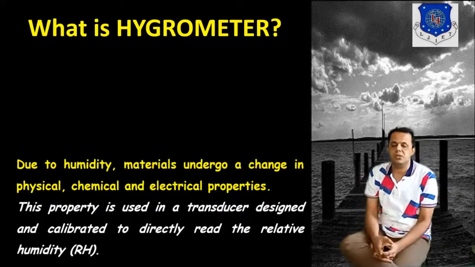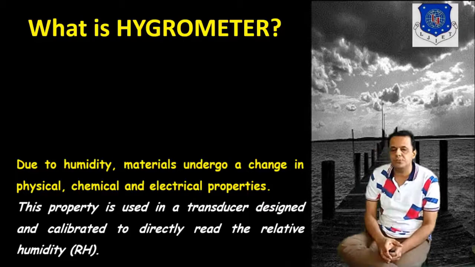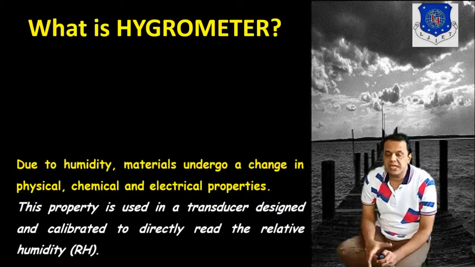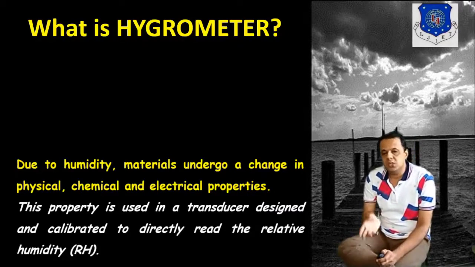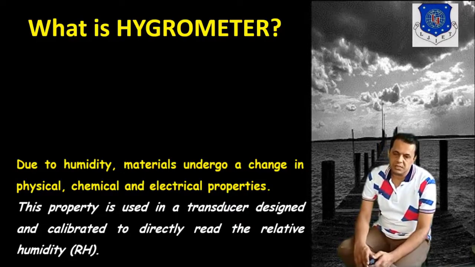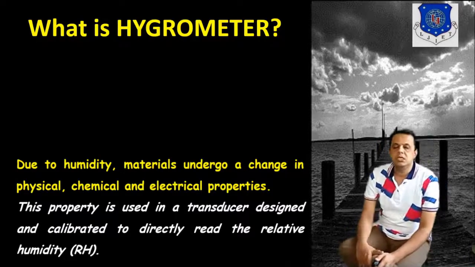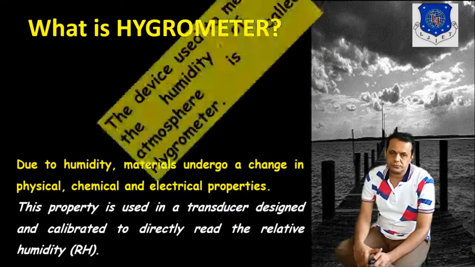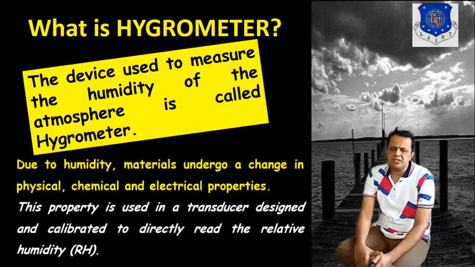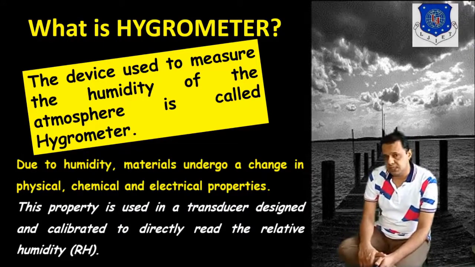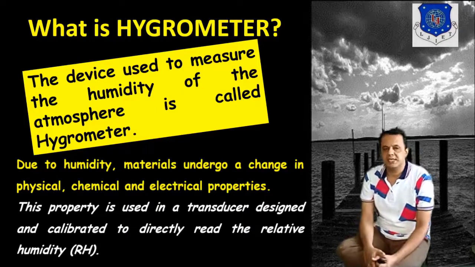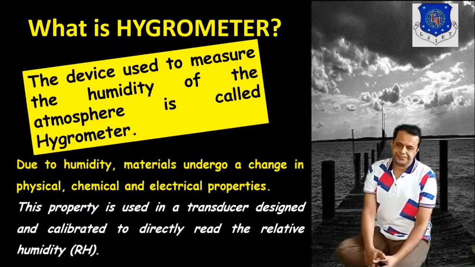Basically, the entire course is all about measuring. So here we are talking about measuring humidity. We will be using the change in such properties due to humidity to design our different transducers, and we will be calibrating this transducer's output to read directly in terms of the relative humidity. So the device used to measure the humidity of the atmosphere or some material is known as a hygrometer.